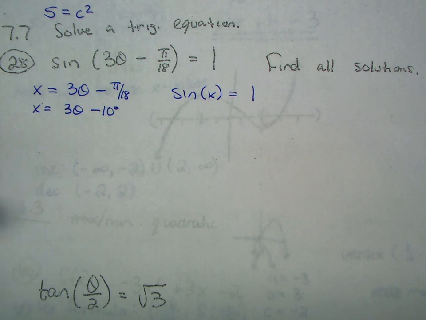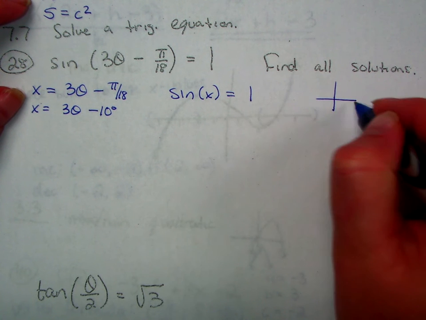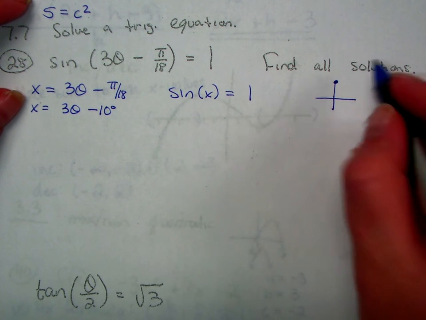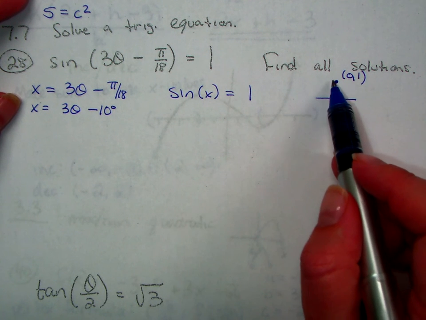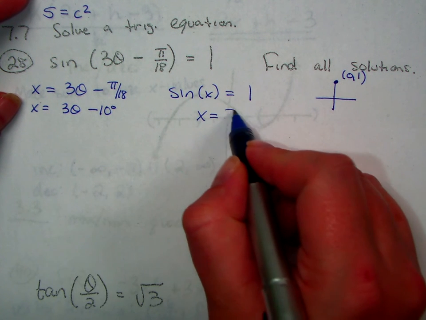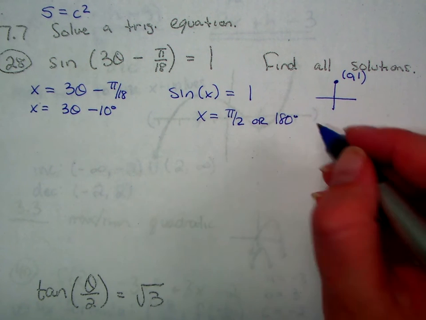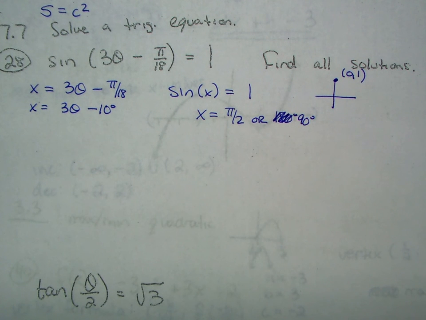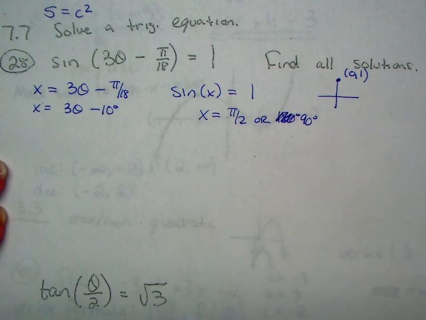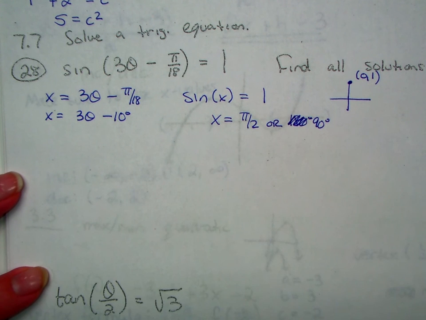Sine is only 1 once in its fundamental period. Sine on the unit circle is the y-coordinate, and the y-coordinate is 1 at the top. So the only time sine is 1 is here, which is pi over 2 or, I'm sorry, not 180, how about 90 degrees. Depending on whether you want to solve this in radians or degrees, there's your 2 solutions. I'm going to solve it in degrees. So I know that x is 90 degrees.